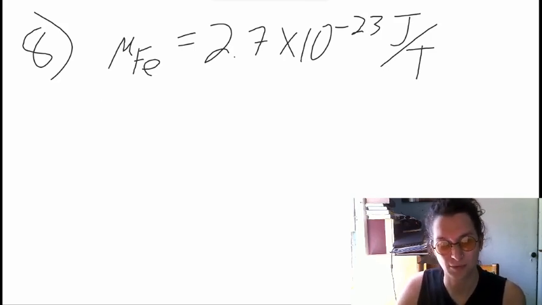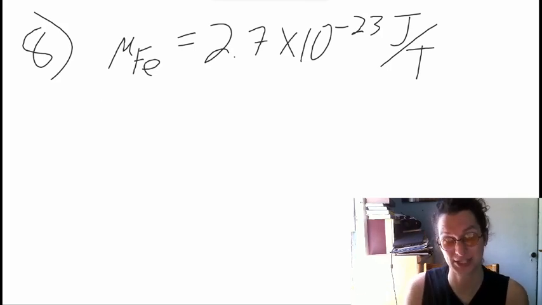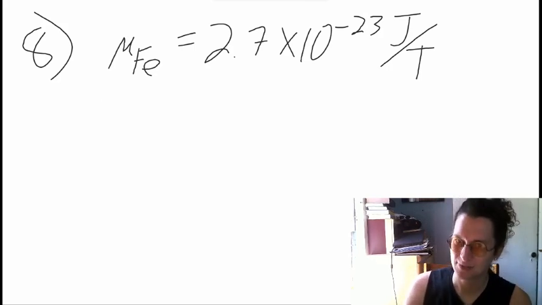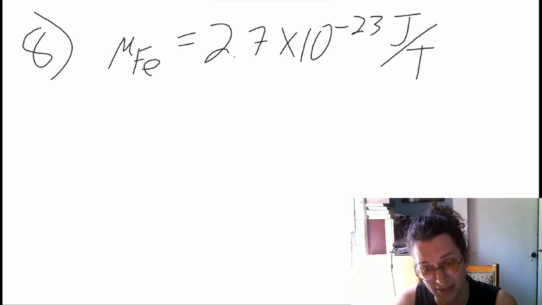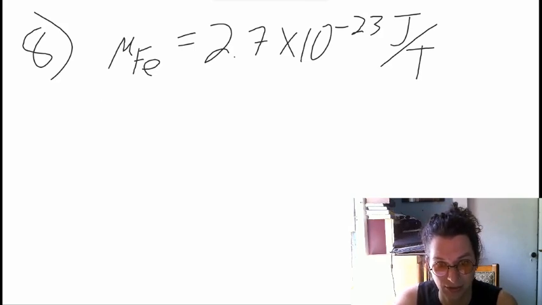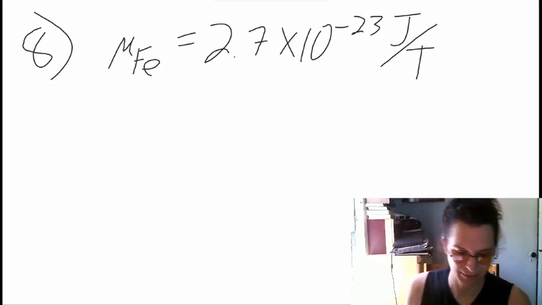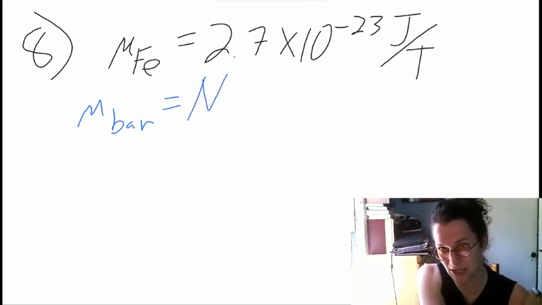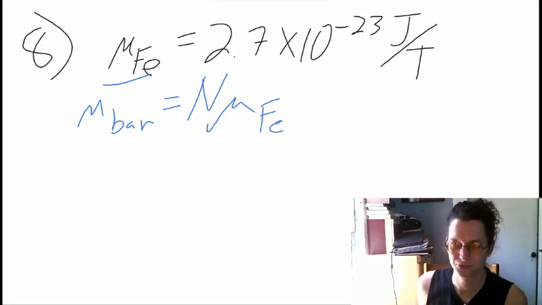If I want to find the dipole moment for an entire bar where all the atoms are aligned, what I need to do is find how many atoms I have and multiply this by the number of atoms to get the dipole moment for the entire bar. So how do I find the number of atoms? This is probably more of a chemistry question than anything, but we can find the density for iron. Oh, it's actually given to us in the problem. They give us the density of the iron, and they give us the molar mass. And I believe with those two things in our pocket and Avogadro's number, you can find the number of atoms in the iron bar. And then you'll have mu for the bar is equal to the number of atoms, which will come from doing the dimensional analysis with the size of the bar, times the mu Fe, the dipole moment of the individual iron atom.